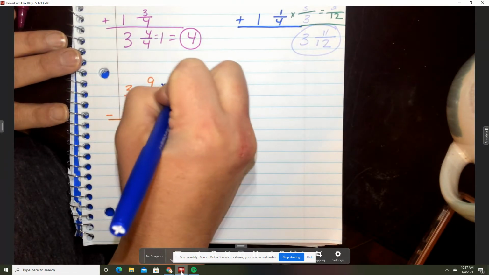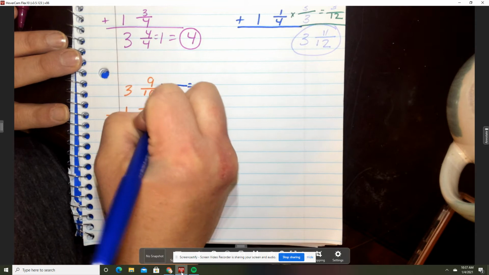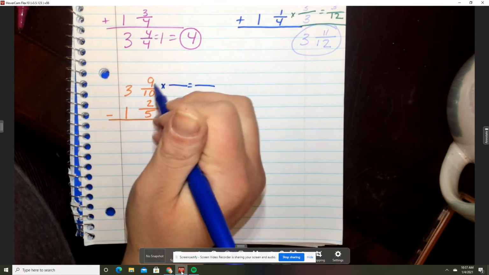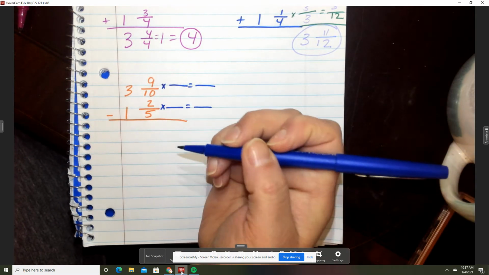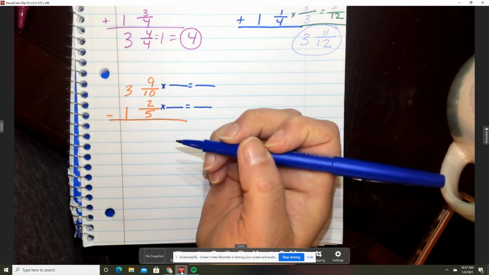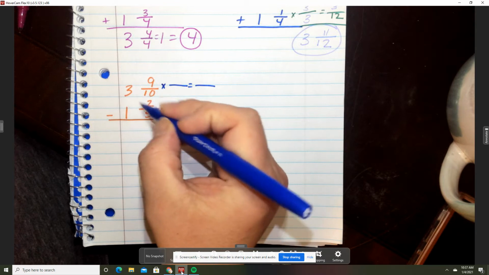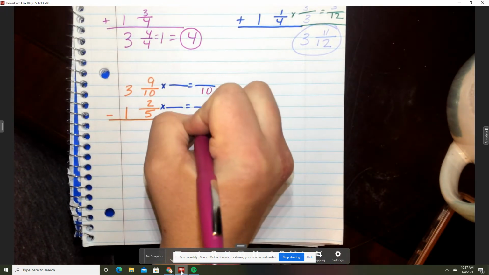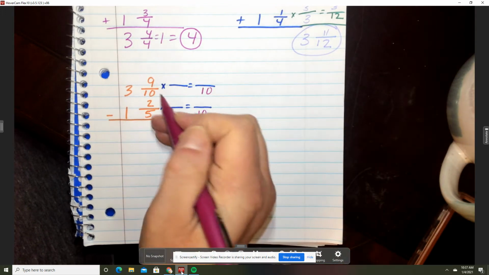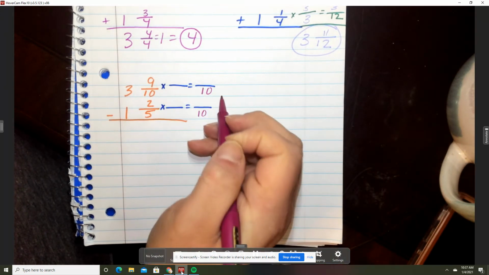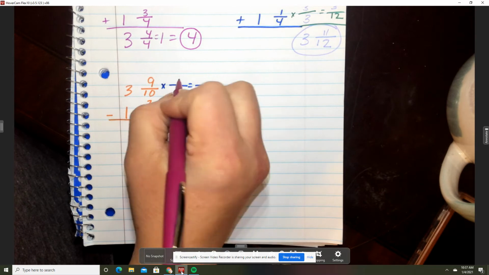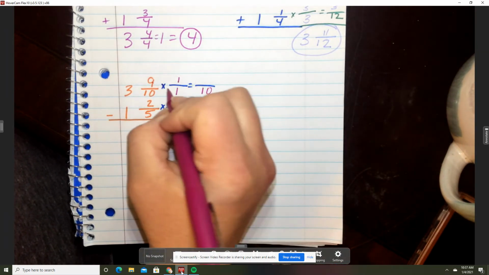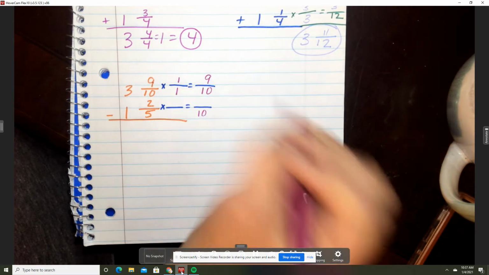So we don't have common denominators, so we need to create those. Looking at 5 and 10, can 5 evenly go into 10? Yes, without a remainder. So that means that 10 would be our common denominator. 10 would be the new denominator that we're going to use. Looking at 10, what did we do to 10 to get to 10? You multiply by 1. What you do to the bottom, you do to the top. And then 9 times 1 is 9.